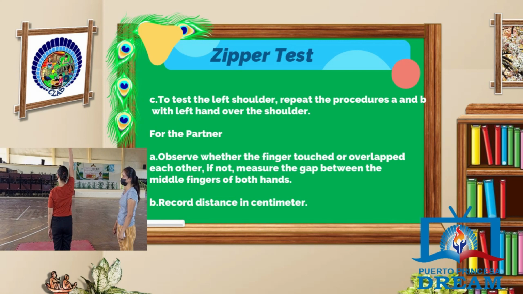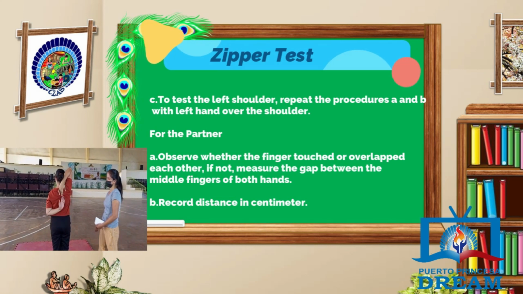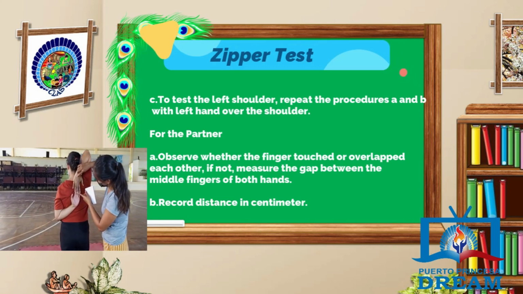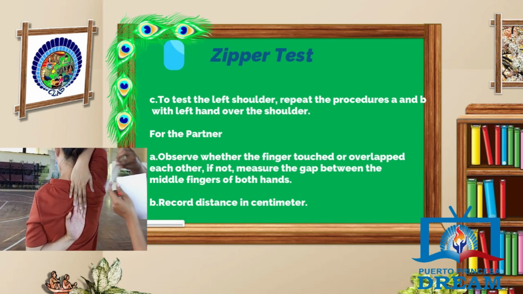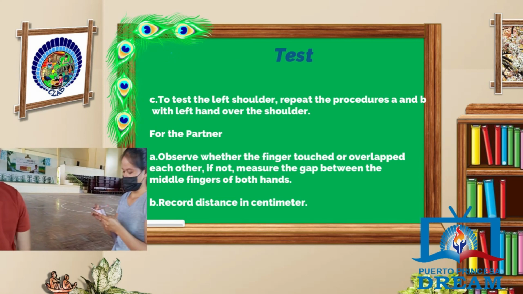C. To test the left shoulder, repeat the procedures A and B with left hand over the shoulder. For the partner: A. Observe whether the fingers touch or overlap each other. If not, measure the gap between the middle fingers of both hands.